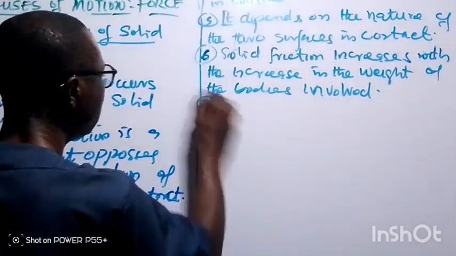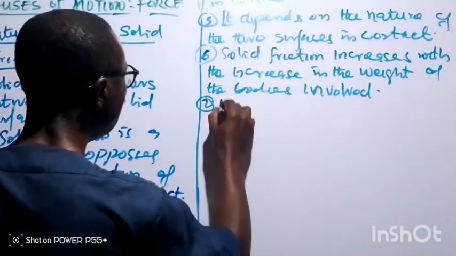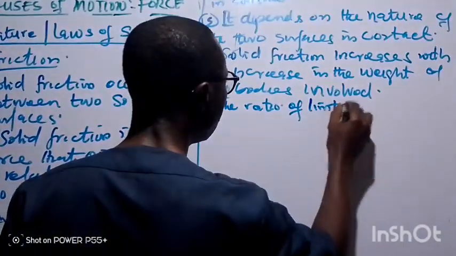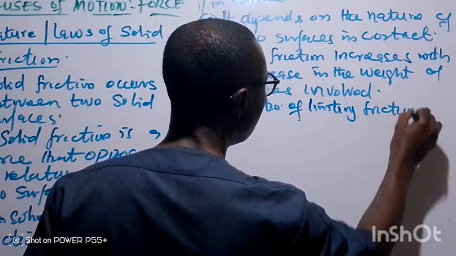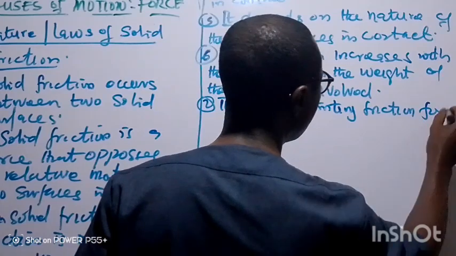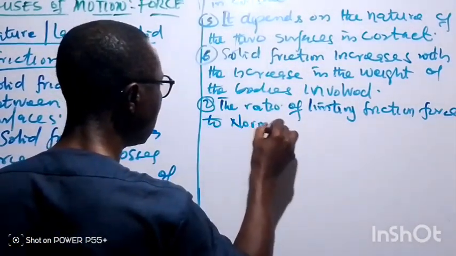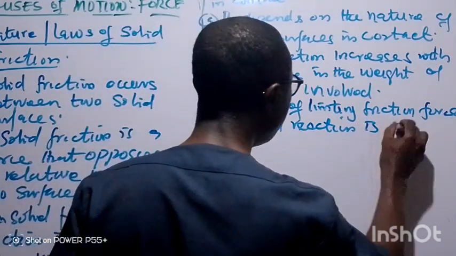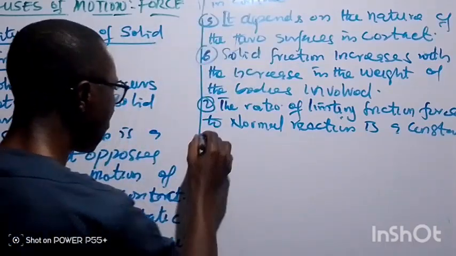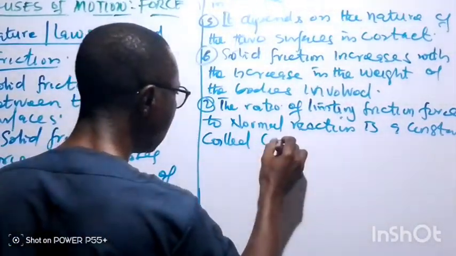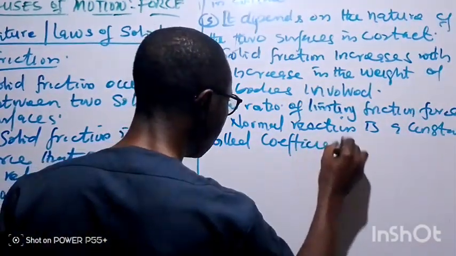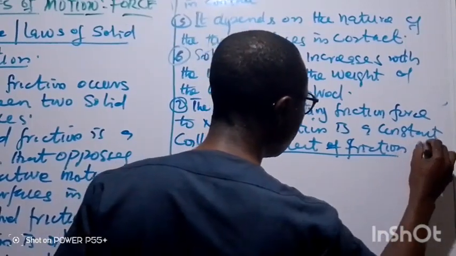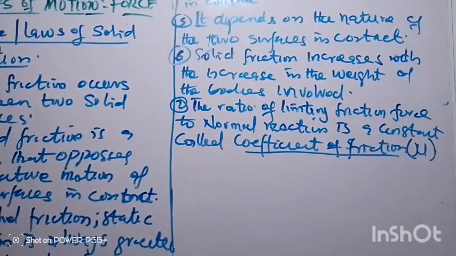Number 7, the ratio of limiting friction force to normal reaction is a constant called coefficient of friction. The symbol is mu. That's number 7.